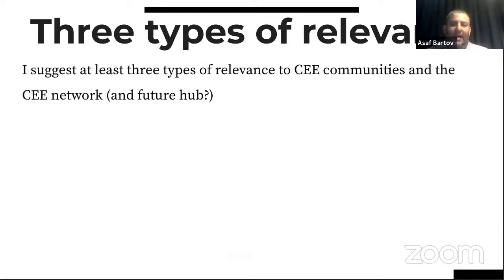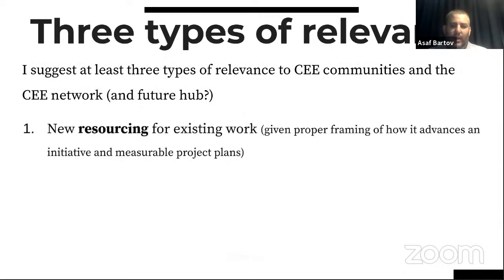The first type of relevance of all this to your work is actually very pragmatic. In other words, I think this is relevant for all of you, large and small. And that is, there is now new resourcing available. I say resourcing and not just money. There's new money, or there's money that is newly available. And there is also time and attention that's available.